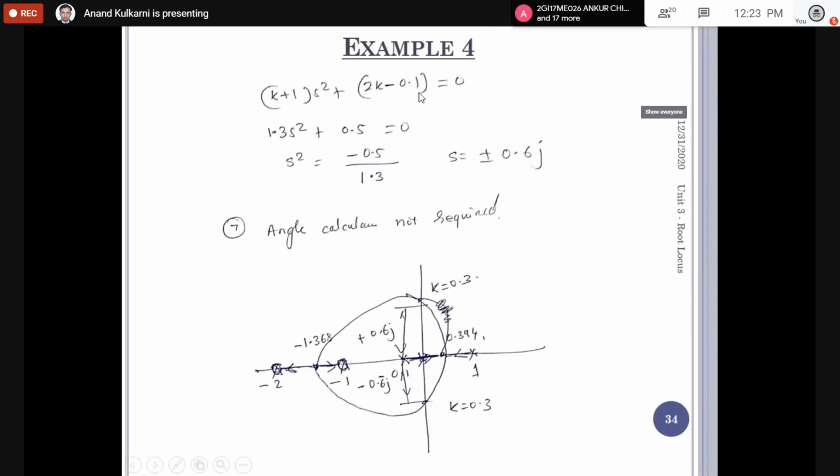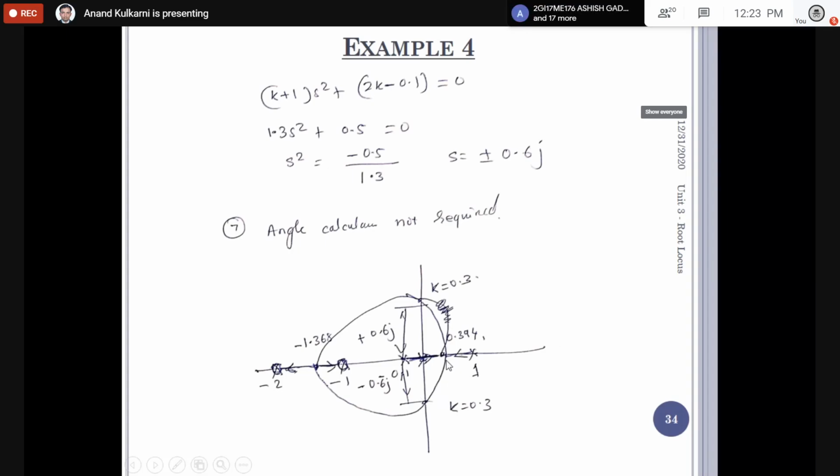So s square is equal to minus 0.5 divided by 1.3. If you simplify, the s value is plus or minus 0.6j. That means when the value of k is 0.3, the root locus cuts the imaginary axis at s is equal to 0.6j and s is equal to minus 0.6j, one at the top, one at the bottom.